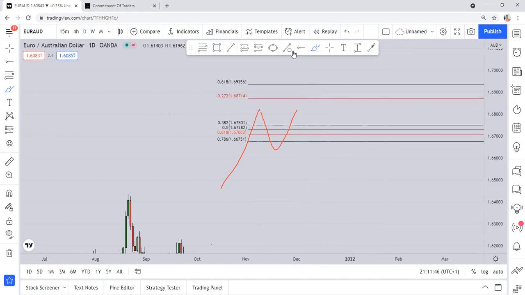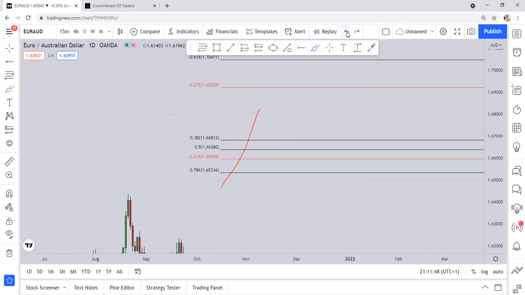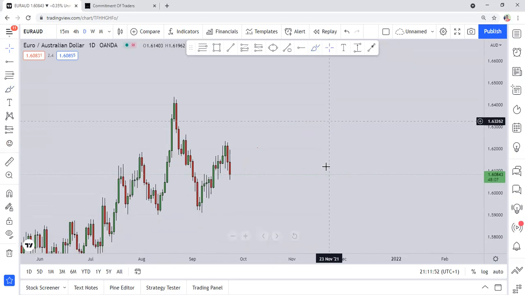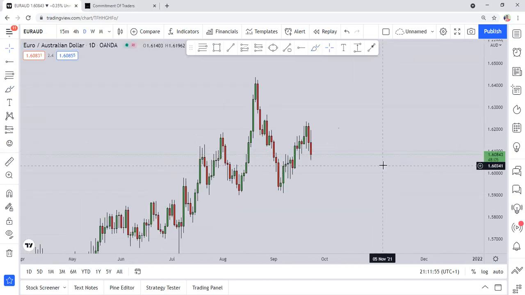Now let's use it on the live chart. Okay, right here we have a situation on a live chart, and I think there's an opportunity to trade on this particular currency right now.